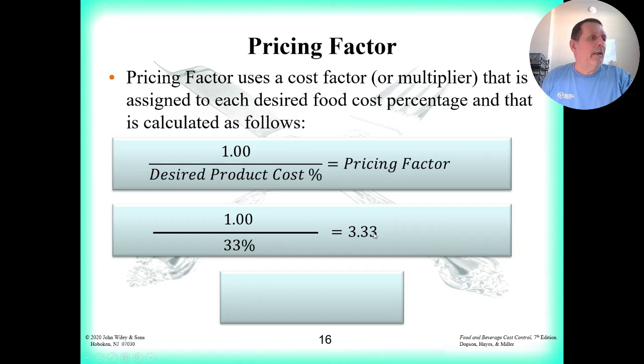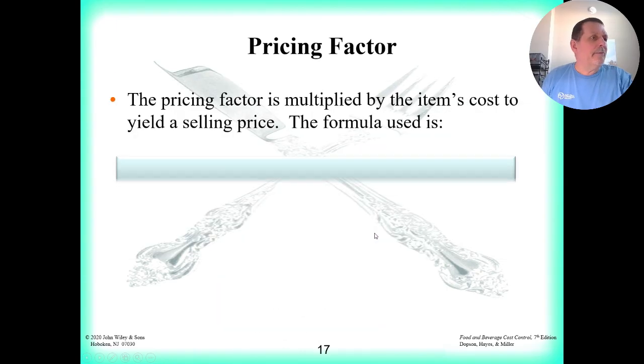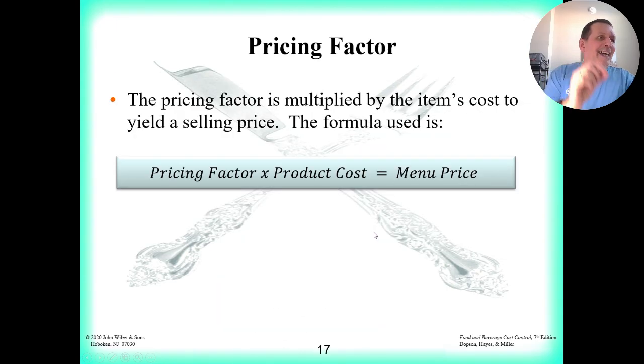So pricing factor times product cost is your menu price. Remember I said that the pricing factor is a multiplier, okay? So I take that 33% or that 32%, instead of having to divide my cost by 0.32, I created that pricing factor, which was 3.125, and I multiply that by my cost.